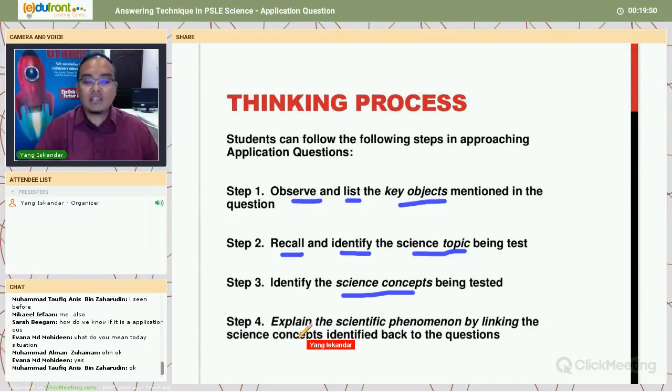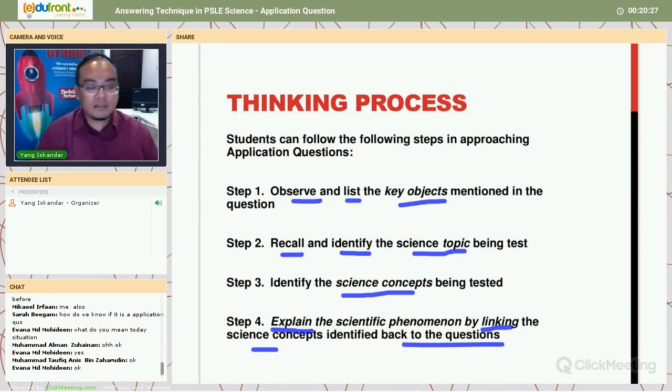All right, so step number 4. After you identify the scientific concept, if you identify the wrong concept, that's it, you're in trouble. So once you identify the right concept, then the next part is you must be able to explain. This is where many students lose a lot of marks because they are not able to explain fully the concepts and relate to the question, and they are not able to link back the concepts to the situation. So we will practice. Can we practice now? Any question at this point of time?